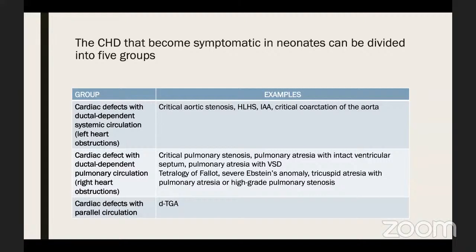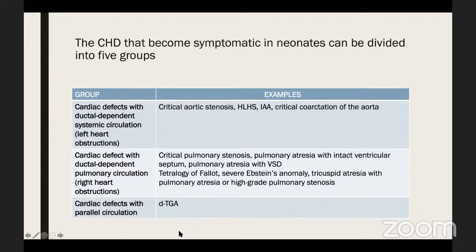Another important classification is cardiac defect with ductal dependent pulmonary circulation, and this is usually with the right-sided obstruction. For example, critical pulmonary stenosis, pulmonary atresia with intact ventricular septum, pulmonary atresia with VSD, more severe form of tetralogy of Fallot, severe Ebstein anomaly, tricuspid atresia with pulmonary atresia, or even high-grade pulmonary stenosis.